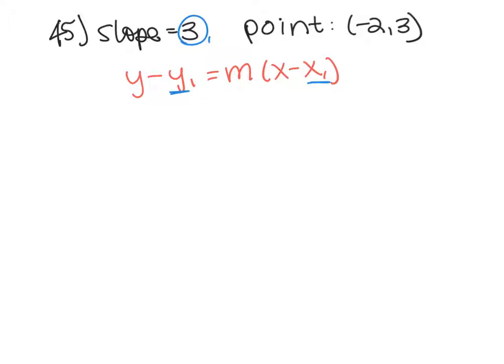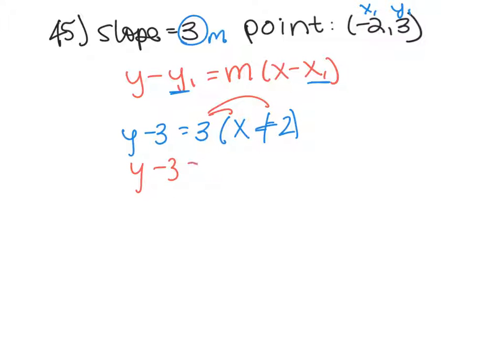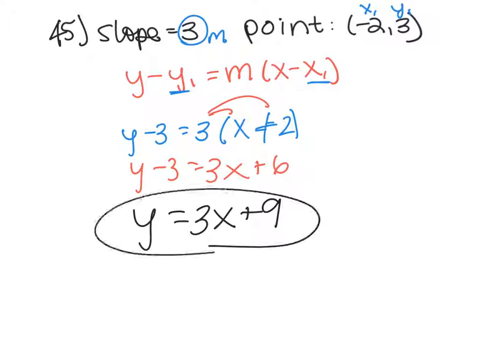So our slope is 3. There's our m, our point, x1, y1. So we just plug in y minus 3 equals 3 times x minus negative 2. And now simplify. So this turns into x plus 2. Distribute your 3 in. So we have y minus 3 equals 3x plus 6. Add the 3 to the other side, and the equation of the line is y equals 3x plus 9.